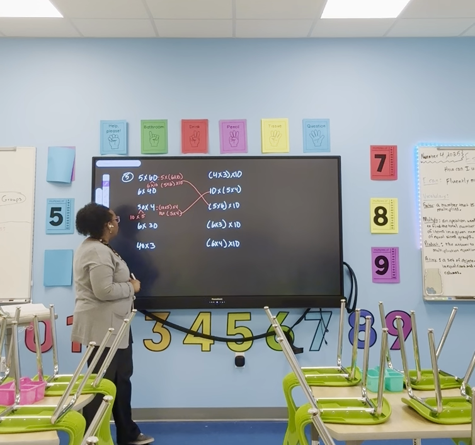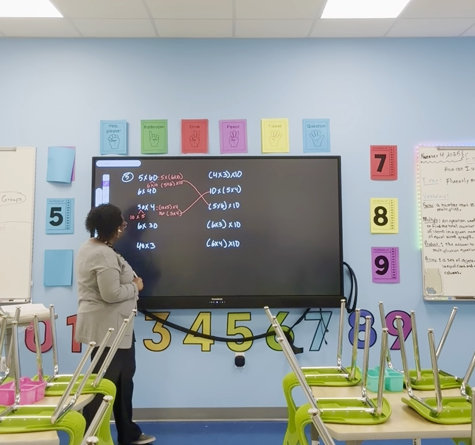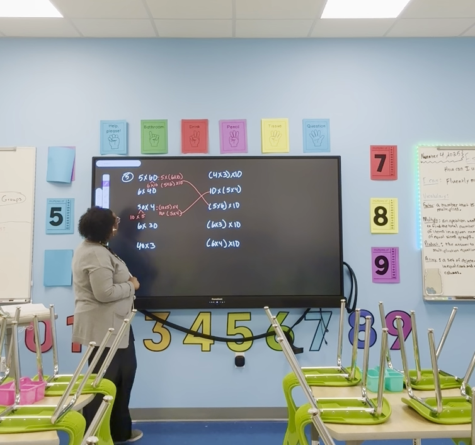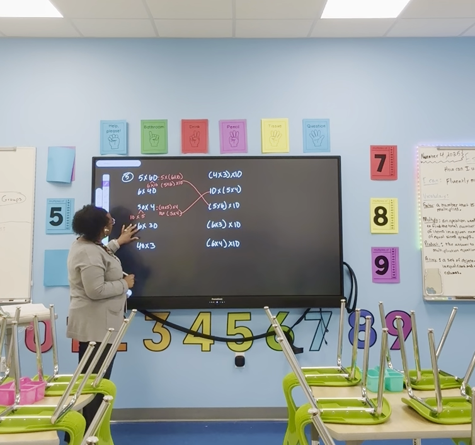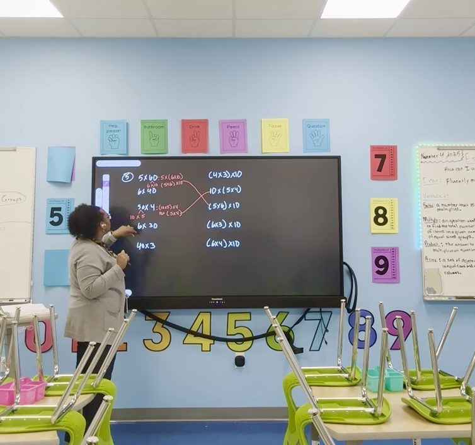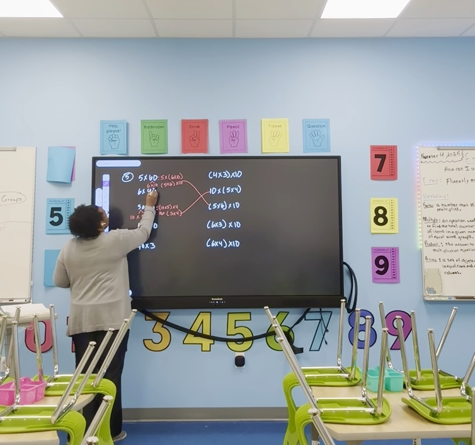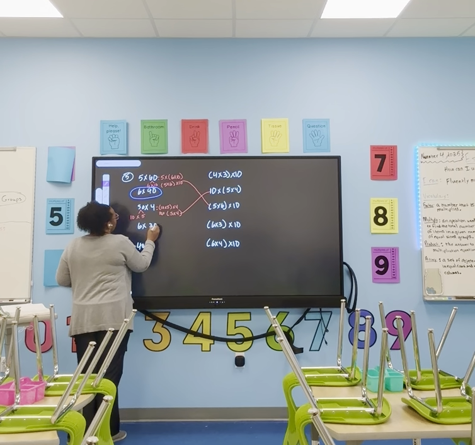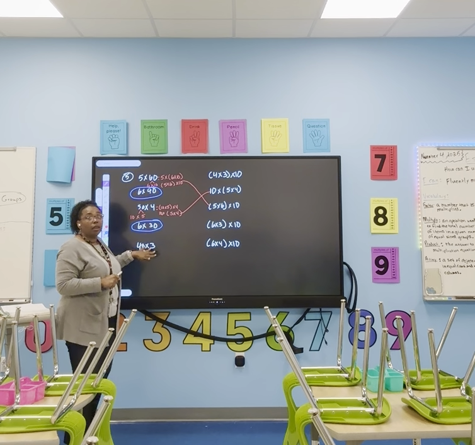Okay, so I am going to do one more. I'm going to skip the next one and do the last one because I want to give you two to try. So I'm going to give you the second one to try, and I'm going to give you the fourth one to try. I'm going to go ahead and do that last one.